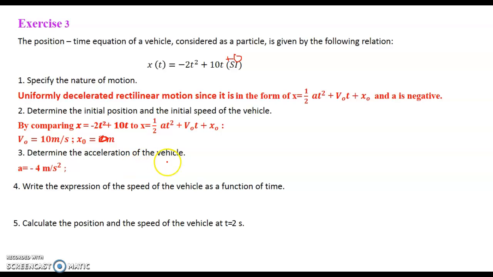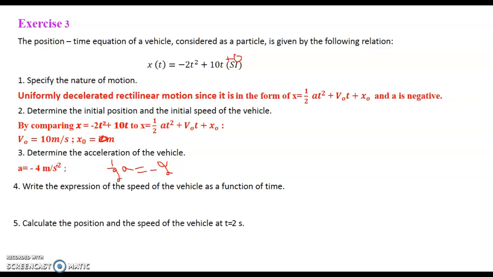Now determine the acceleration of the vehicle: half a is equal to the coefficient of t squared, which is minus 2. Then you do cross multiplication and you get a equals minus 4 meters per second squared.